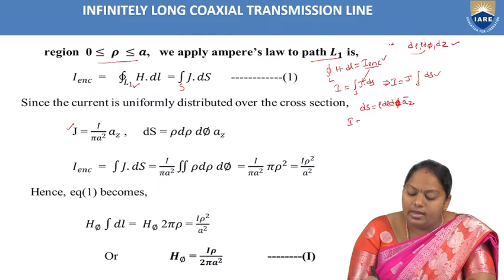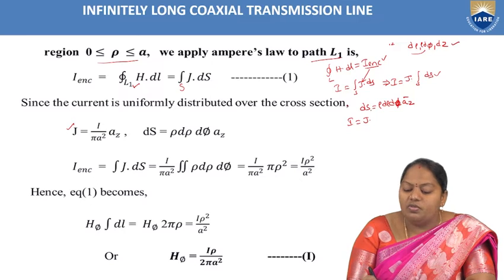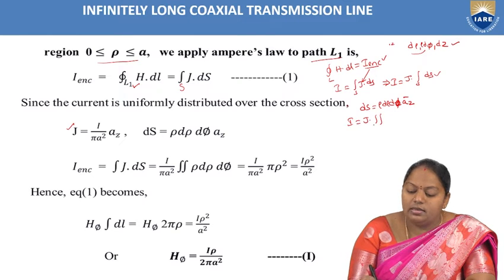Now I equals J times the surface integral, where rho and phi are the two differential variables. Hence the surface integral over S is replaced by rho equal to 0 to A and phi equal to 0 to 2 pi of rho d rho d phi az, dotted with az.